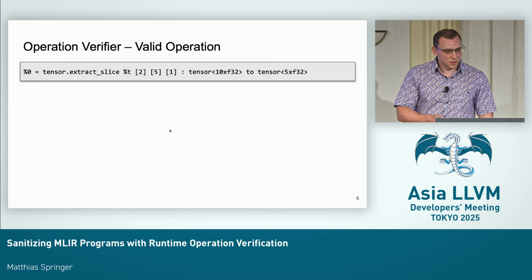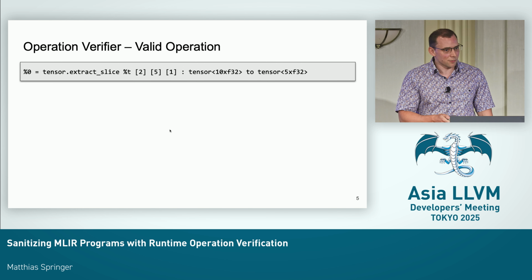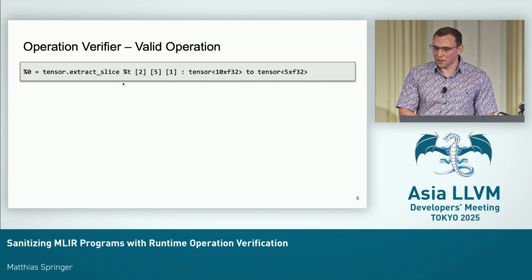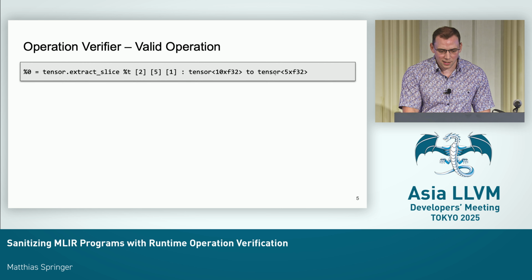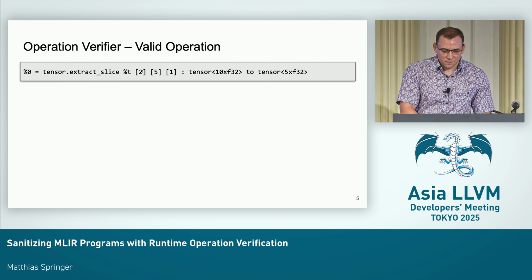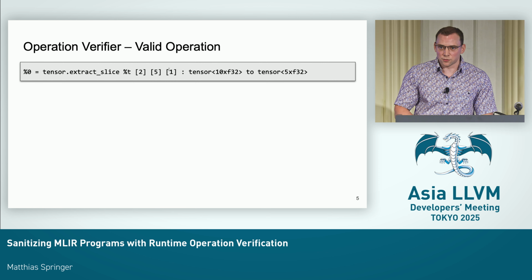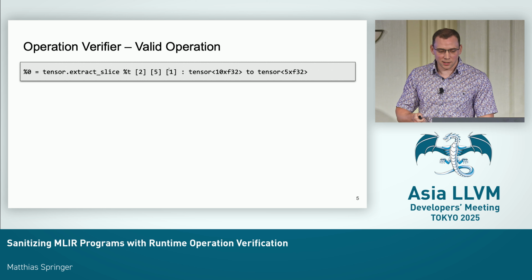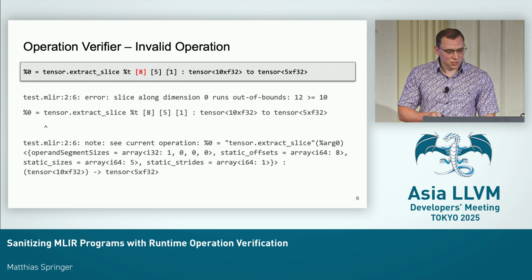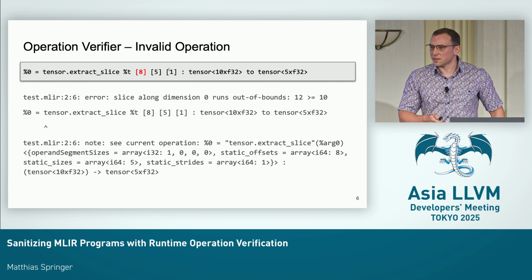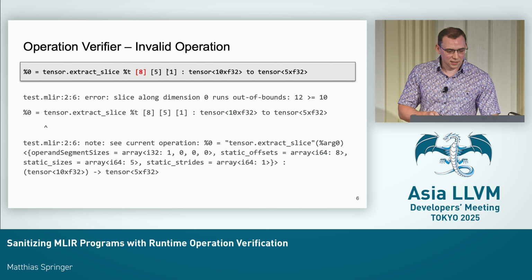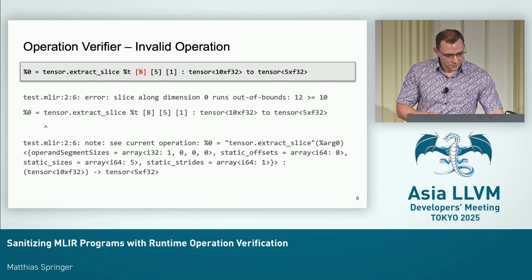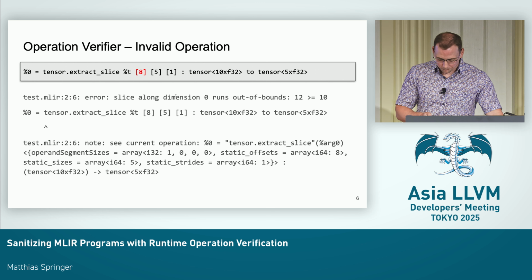So here's an example. tensor.extract_slice, you're probably familiar with this operation. This takes a source tensor and it extracts a slice from it, in this case a slice of size 5 at offset 2. And the last number here is a stride, but we don't have to worry about this for this presentation. So this is a valid operation, everything is fine here. So here's an invalid operation. Here we extract, again, a slice of size 5, but we extract it at an offset of 8. And this is incorrect because the slice runs out of bounds. And you get this error message here.